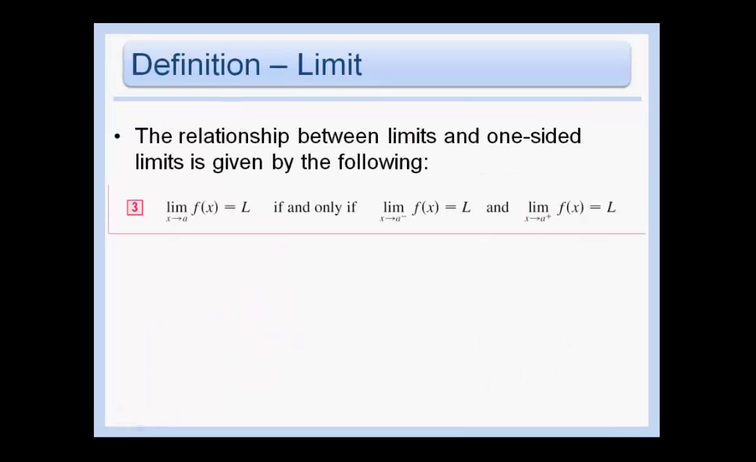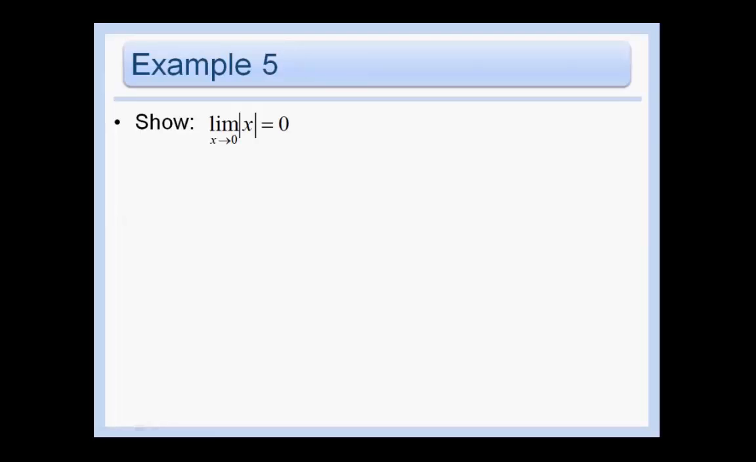And so in order to have a limit exist, the limit as x approaches a of f of x to equal L, that only happens if and only if the limit from the left equals L and the limit from the right equals L. So let's try and show that the limit as x approaches 0 of the absolute value of x equals 0. How are we going to do this?